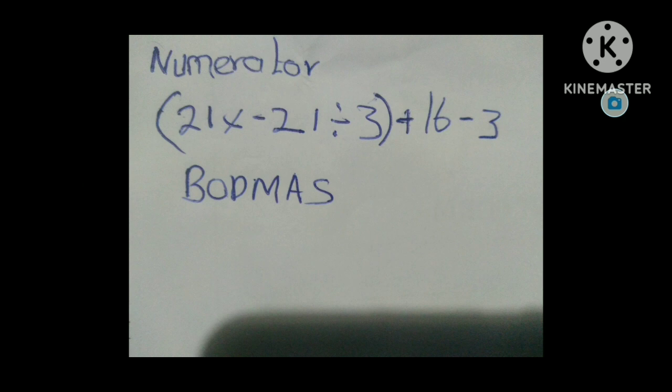Now you have to apply BODMAS, alright? So we start with the brackets. That means that you have to solve what is in this bracket. That is 21 times negative 21 divided by 3. And even in this bracket, you have to follow BODMAS.